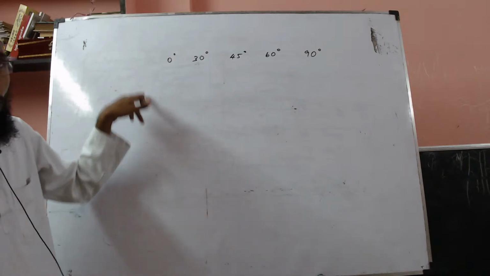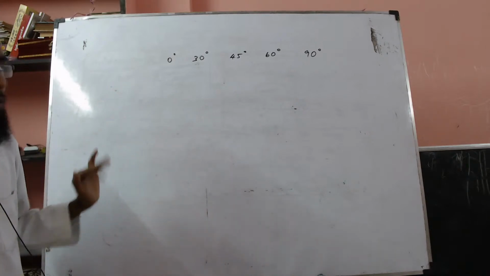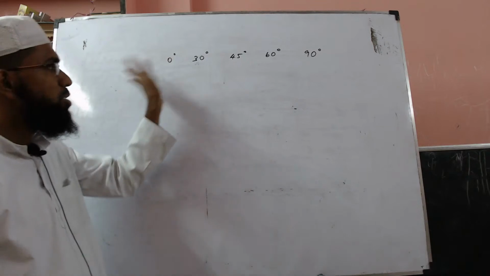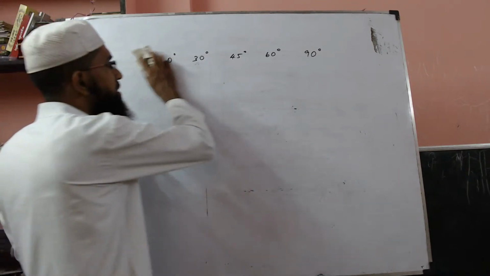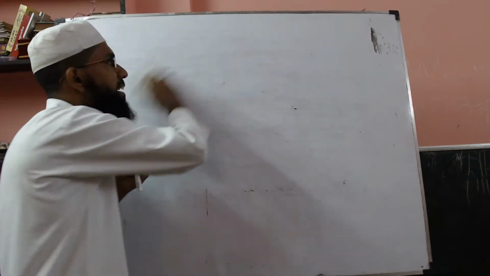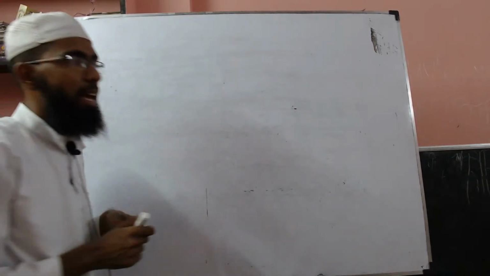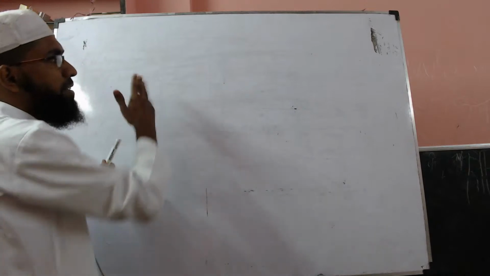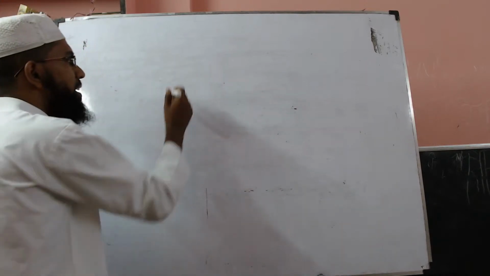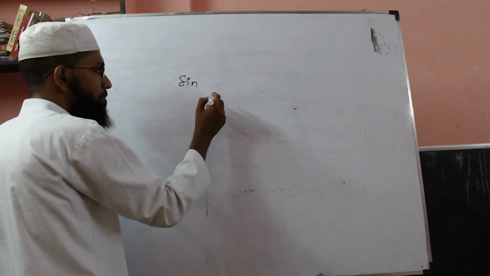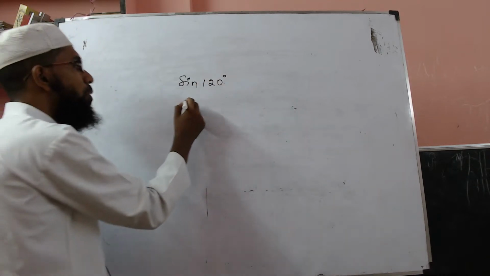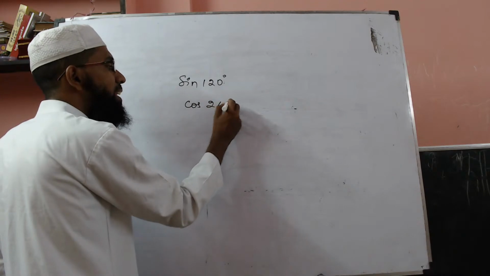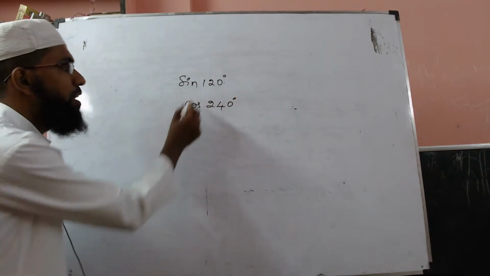What are the values? Sine, cos, tan, secant, cosecant, cot. For all the 6 trigonometric ratios, we have studied this table. Now we have a new table where we will be calculating some different angles. For example, after 90, you know. If I want to calculate sine of 120 degree, how will I calculate? How will I calculate cos of 240 degree? All those things we'll see now.